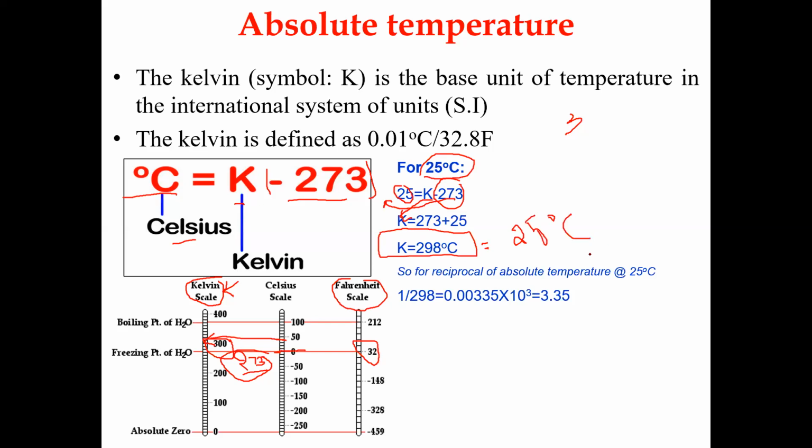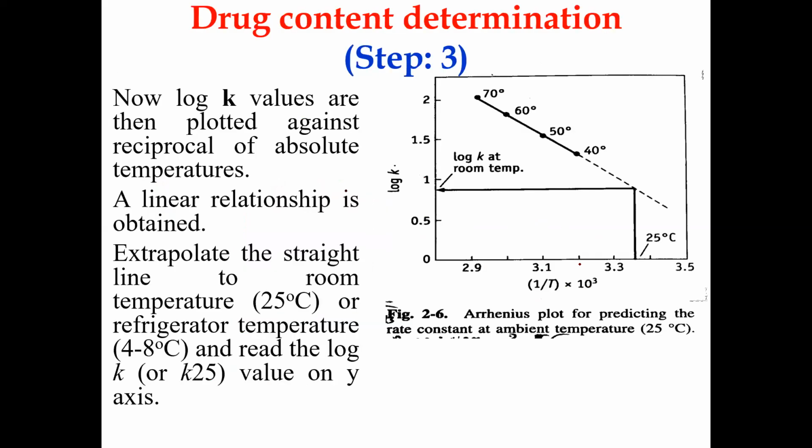Fine. Now this exercise we are doing for proceeding to the next step, because in the next step you can see that instead of time, they give absolute temperature, 1 by T, that is the reciprocal of absolute temperature, versus log K. What is the meaning of this log K?